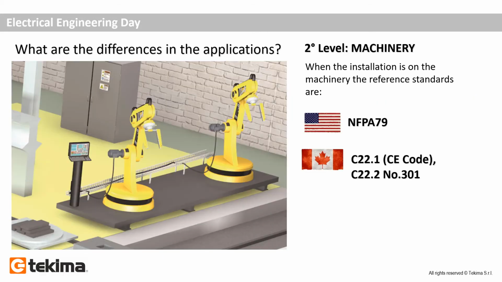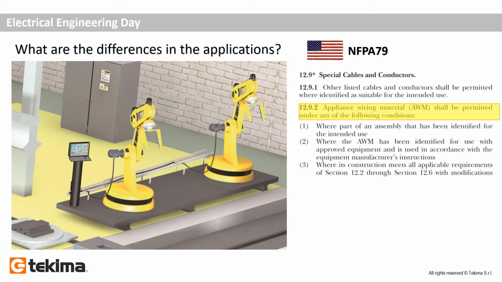Second level, machinery. As we have mentioned before, two main standards: NFPA 79 for the USA and C22.1, C22.2 number 301 for Canada. What does the norm say regarding the wiring methods? In NFPA 79, in point 12.9, special cable and conductor, you can find all the answers.